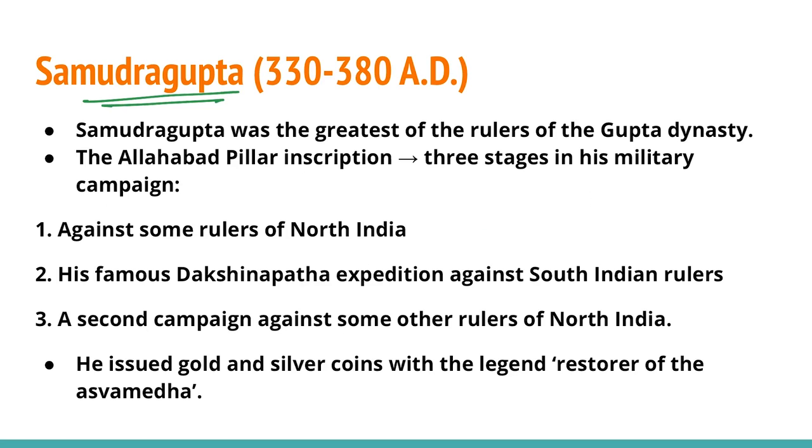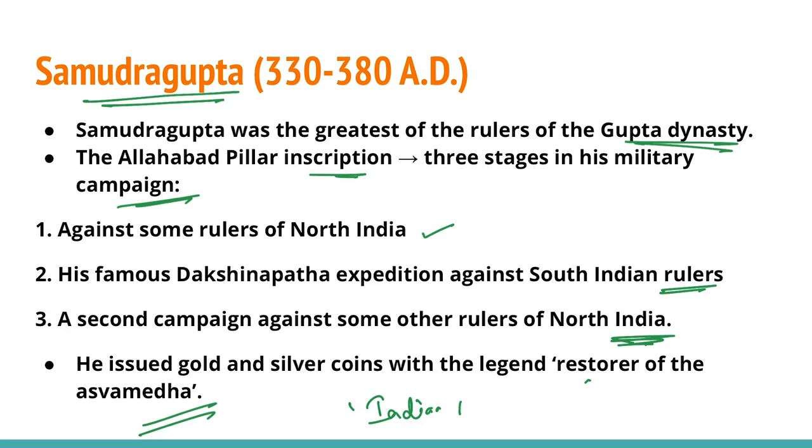Samudragupta was the successor of Chandragupta, and he was the greatest of the rulers of the Gupta dynasty. The Allahabad pillar inscription provides a detailed account of his reign, and it refers to three stages in his military campaign. They are against some rulers of North India, his famous Dakshinapatha expedition against South Indian rulers, and a second campaign against some other rulers of North India. After these military victories, Samudragupta performed the Ashwamedha sacrifice. He issued gold and silver coins with the legend, the restorer of Ashwamedha. Because of his military achievements, Samudragupta was hailed as the Indian Napoleon.